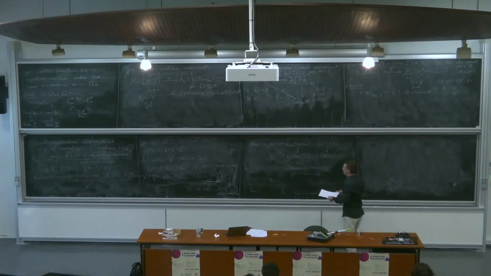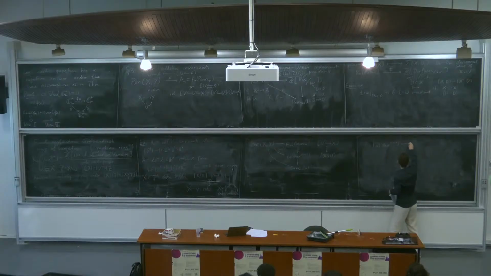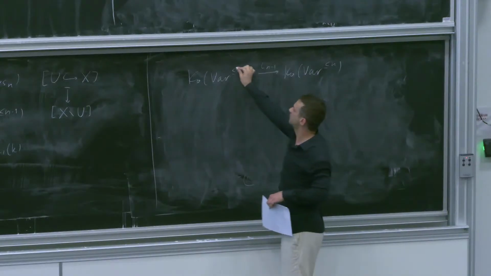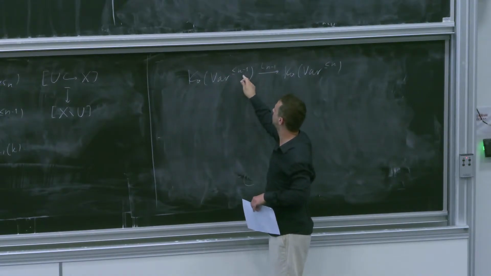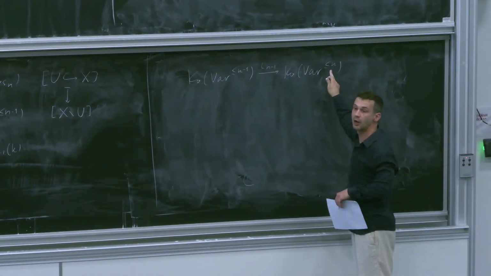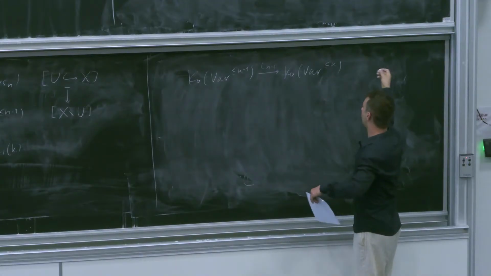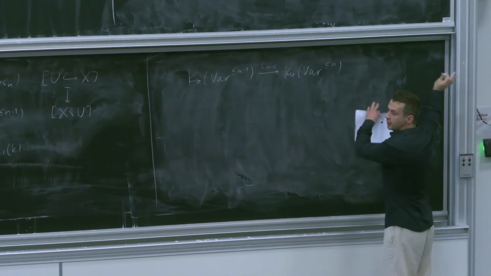So I want to relate this to that situation. Specifically, I want to look at the map from varieties up to level n-1 to varieties up to level n. So for every n, I have such an iota group homomorphism, which just considers varieties of this dimension, up to this dimension, as varieties of one dimension higher.